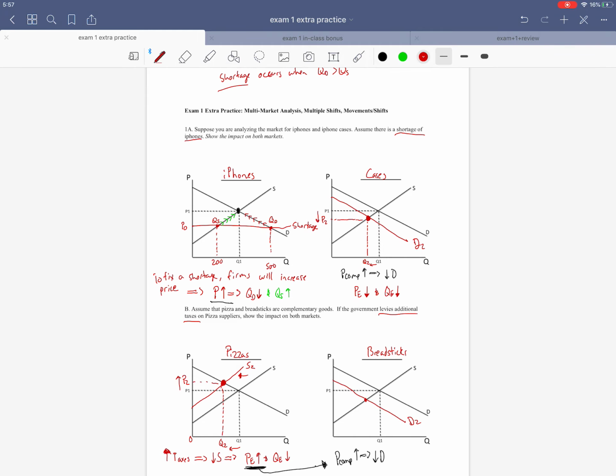As we find our new equilibrium point, we can make our prediction for what's going to happen to our equilibrium price and our equilibrium quantity. So when demand goes down, as we saw above, that means that our equilibrium price is going to decrease and our equilibrium quantity is going to decrease as well.